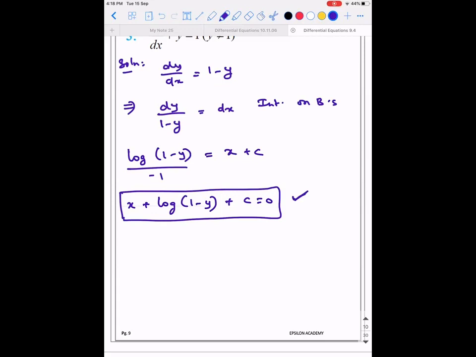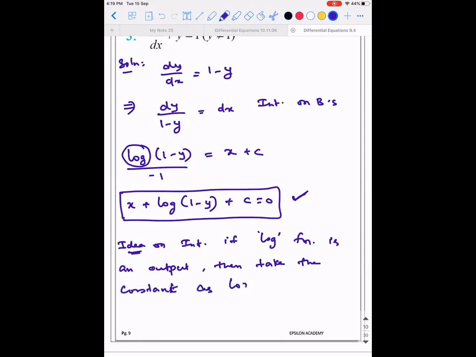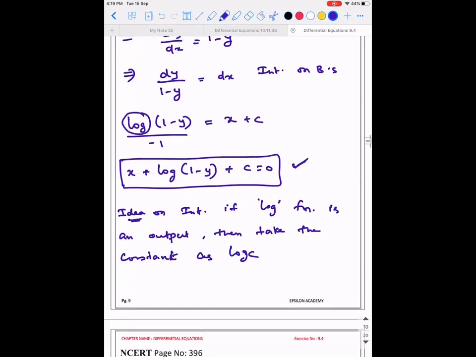If the question comes in MCQ and you are not able to find this option but you see exponential options, then you need to do certain rearrangements. What we need to observe is this: on integrating, sometimes you have a logarithmic function getting generated. If a log function is the output, then take the constant as log C. Take the constant as log C. If you do this, then what will happen?